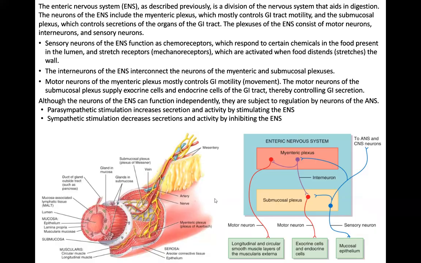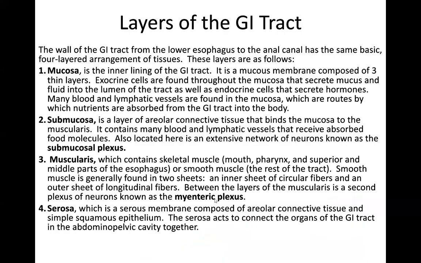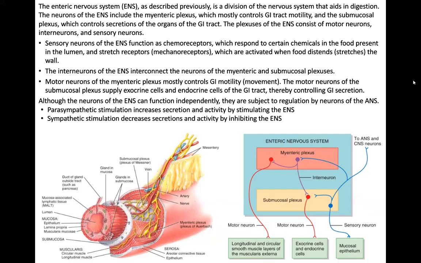Surrounding the mucosa is the submucosa, areolar connective tissue, where you're also going to find blood and lymphatic vessels that receive absorbed food molecules. You'll also find a significant number of glands. In fact, we can see some of those labeled here in the illustration. These glands are like the glands in the mucosa, and they connect to the lumen of the tract, in this case the small intestine, by way of ducts that actually go through the mucosa.